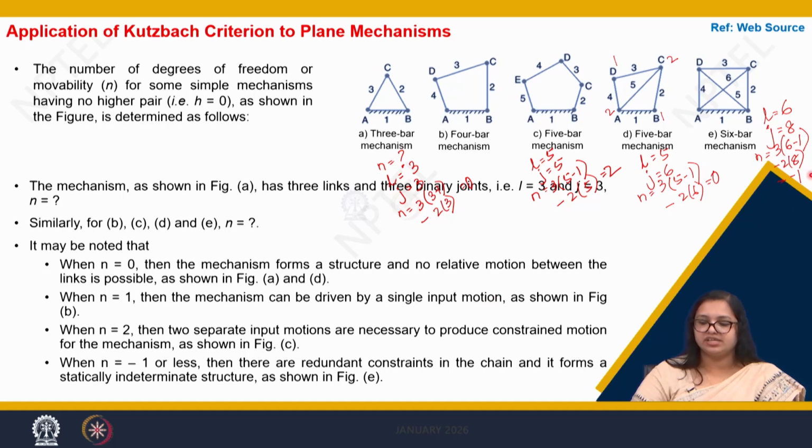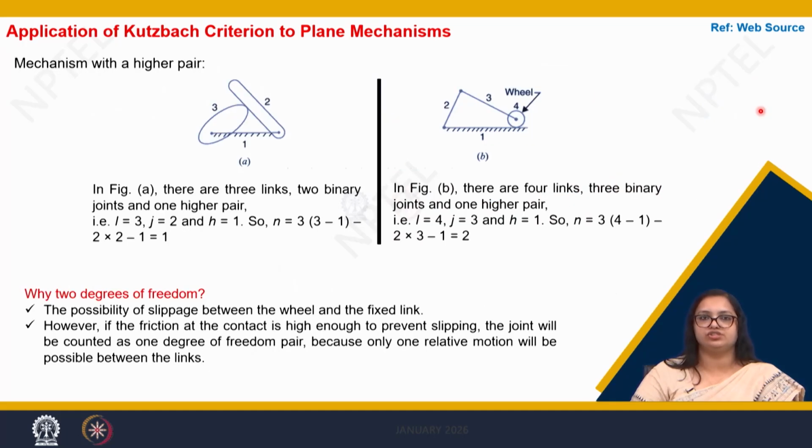However, the last case where our n is equal to minus 1, this kind of system we call a statically indeterminate structure, because there are additional constraints which are given to such a mechanism which are not necessary. So that is why we call it a statically indeterminate structure.